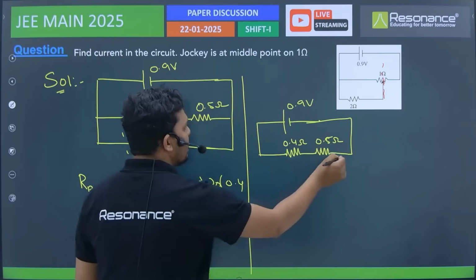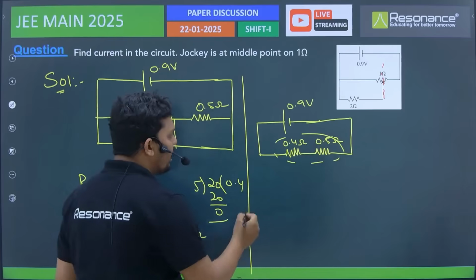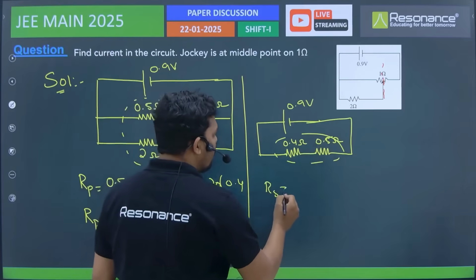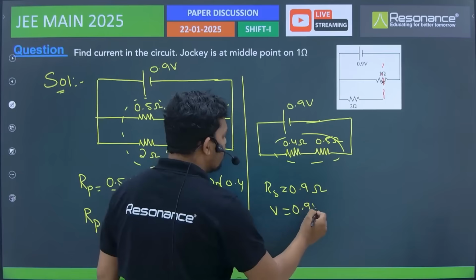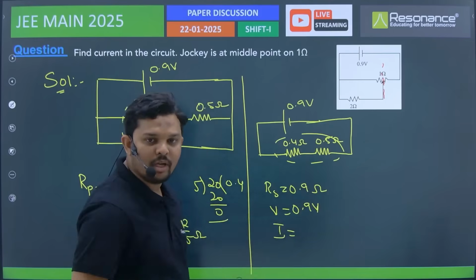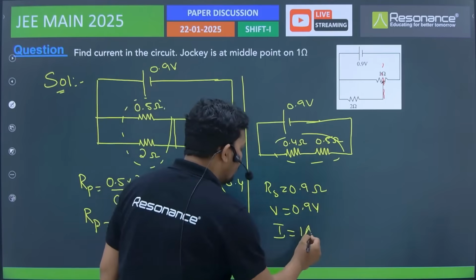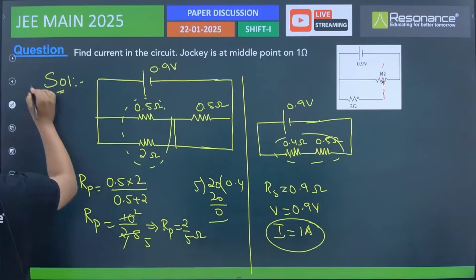So directly you are going to add these, since they are connected in series. What you will get here is the final resistance equal to 0.9 ohms. You have the supply of 0.9 volts. You need to find the current by using Ohm's law, I equals V by R. You can simplify and finally you are going to get 1 ampere here. Let's proceed to the next question.